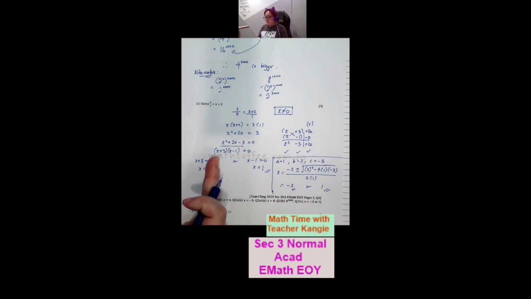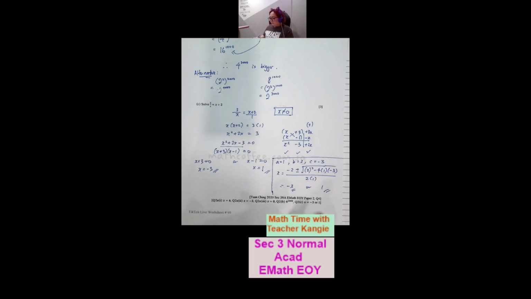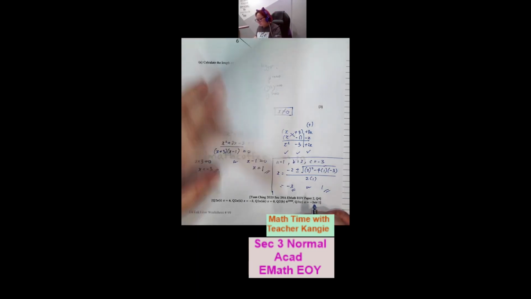So one is using factorization, one is using quadratic formula. Just now the previous question, the one we round off to 3 decimal place, that one you cannot use factorization because that one cannot factorize. That one can only use quadratic formula. Understand? Just now the round off to 3 decimal place one.